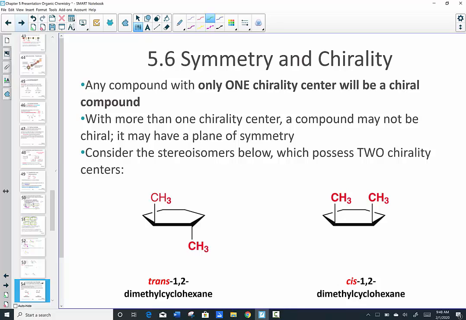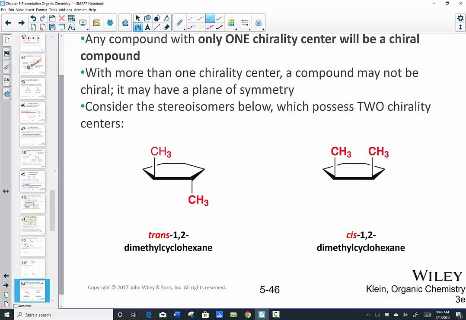Let's introduce a little idea about symmetry in a molecule that contains a chiral carbon. Any compound with only one chiral center will always be a chiral compound. It gets a little messier if we have more than one chiral center and the compound may not be chiral, because there's a plane of symmetry and therefore the reflection becomes superimposable.